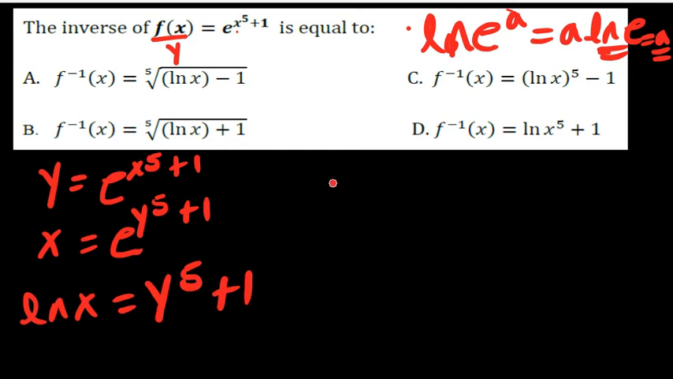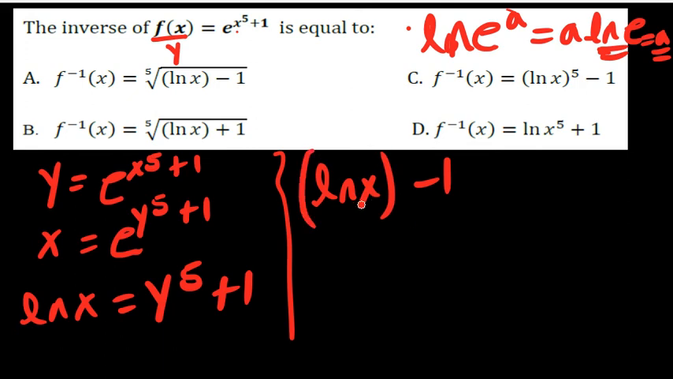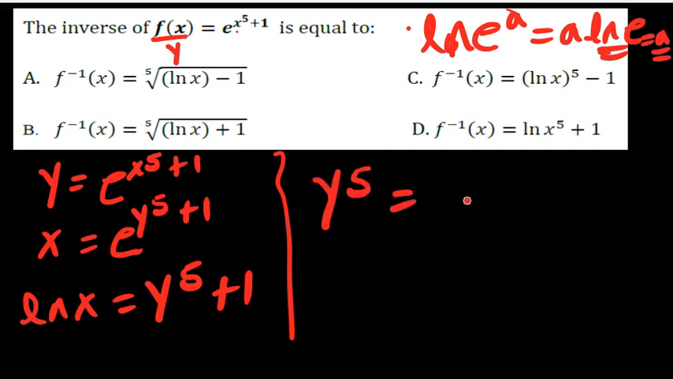Therefore, shift the 1 to the left side. When you shift it, ln x minus 1, we don't have to mix them. The minus 1 is not together with x. Then ln x minus 1 is equal to y to the power of 5. Now our objective is to get the y. To do that, we have to take the fifth root on both sides. Okay, let's make it clean. We have y to the power of 5 is equal to ln x minus 1.